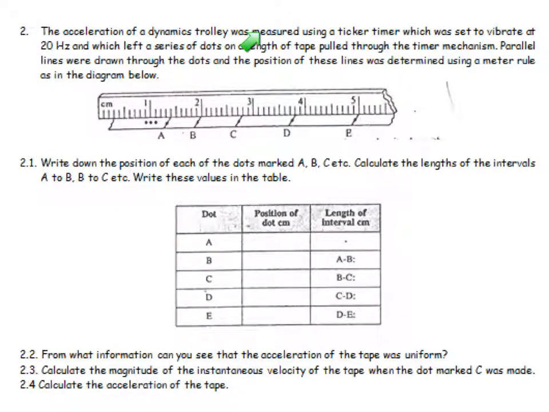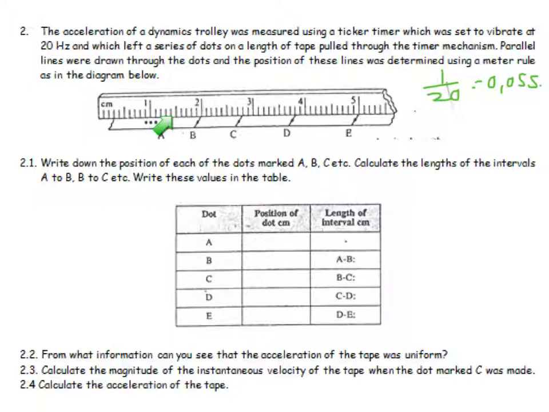We have this dynamics trolley, and we use a ticker timer that vibrates at 20 Hertz, so we can immediately work out the period. 1 over 20 is equal to 0.05 seconds. It has left a series of dots on a length of tape pulled through the timer mechanism. Parallel lines are drawn through the dots, and the position of these lines was determined using a meter rule. So we've got the dots, there they go, all the way along, and as you can see, they're spreading out over here, and this is the ruler that it is working along. Write down the position of each of the dots marked A, B, C, etc.